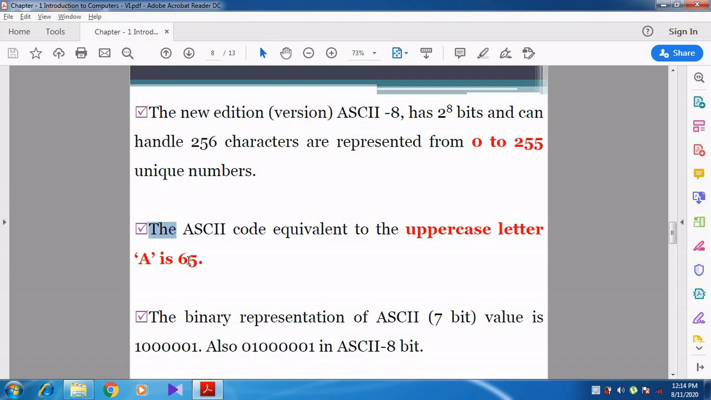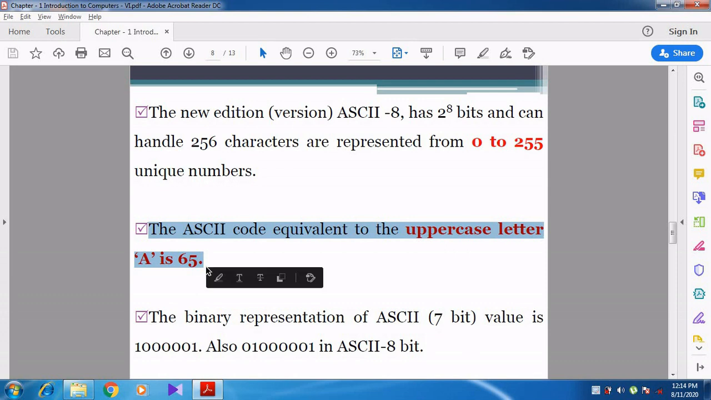Right. Then the ASCII code equivalent to the uppercase letter A is 65. So what is the equivalent character for capital A? The ASCII value given for capital A is 65. Then capital B is 66, capital C is 67. Like that they are given. So 65, 66, 67, like that it goes on up to 90. Capital Z completes at 90.